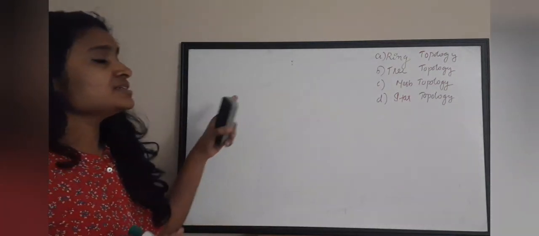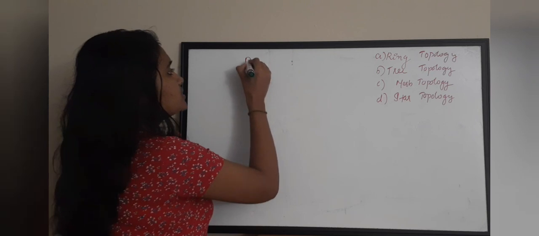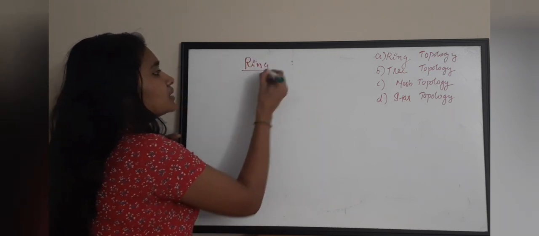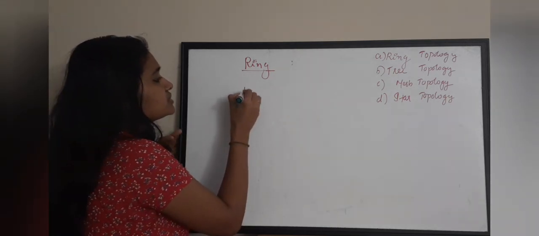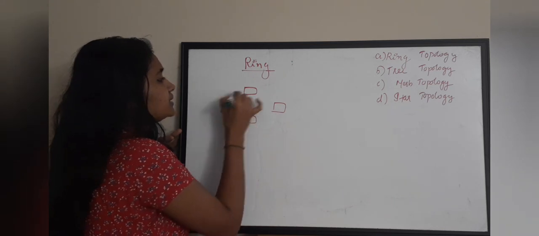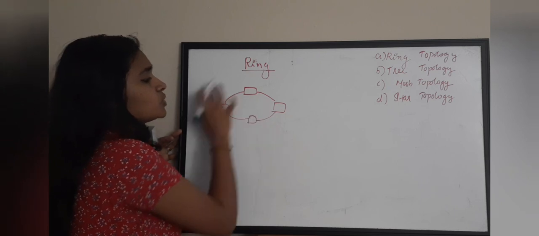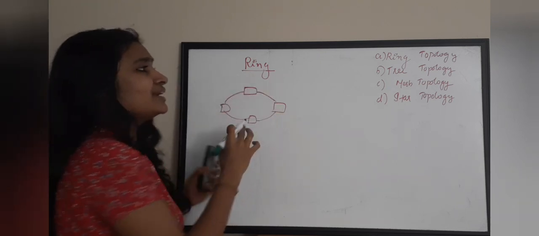So what is the first topology? That is the ring topology. In ring topology, I'll show you how the systems or computers are connected. It is a ring type structure, so it is connecting the systems like this. If the topology is like this, then it is called a ring topology. That is, it will look like a ring.